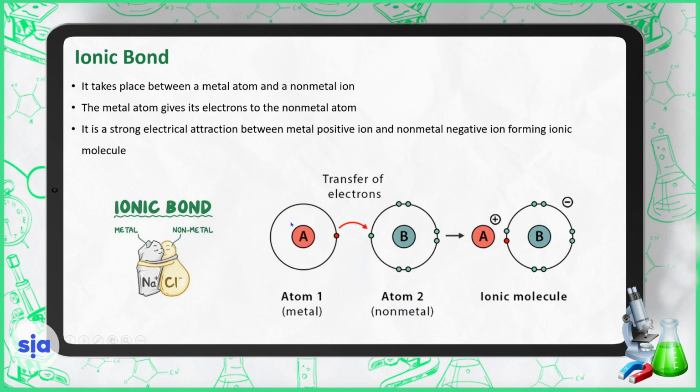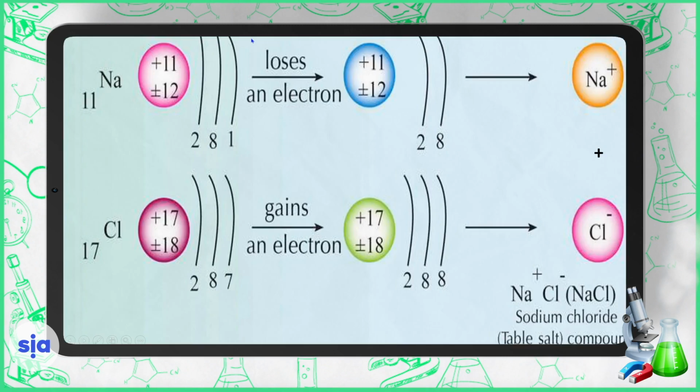Can you see this atom? It's a metal. It will lose an electron. It will give it to the non-metal atom, which will gain an electron and form an ionic molecule. Of course, the metal atom will change into a positive ion, and the non-metal atom will change into a negative ion.